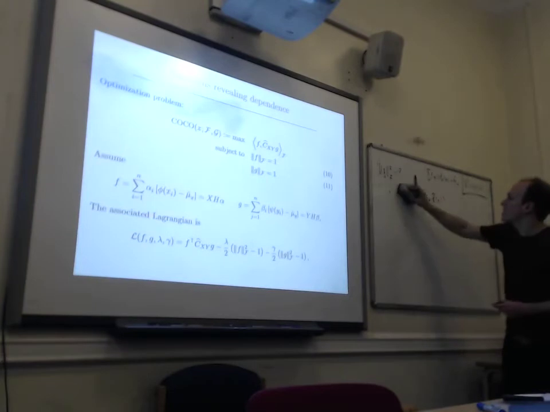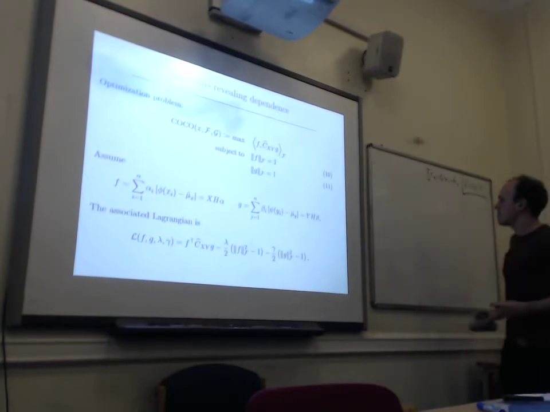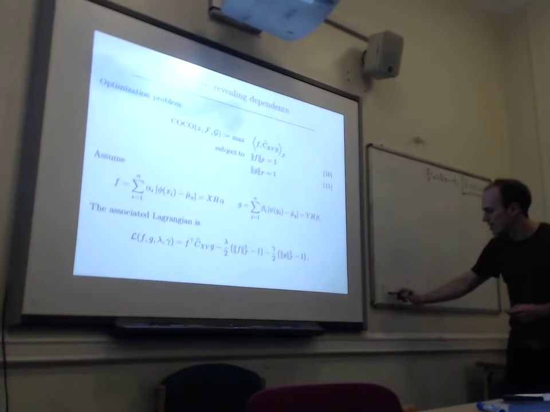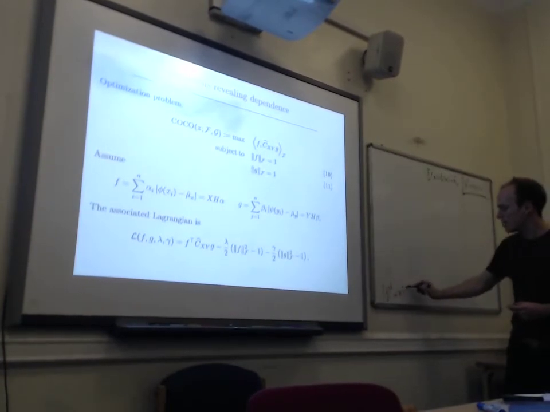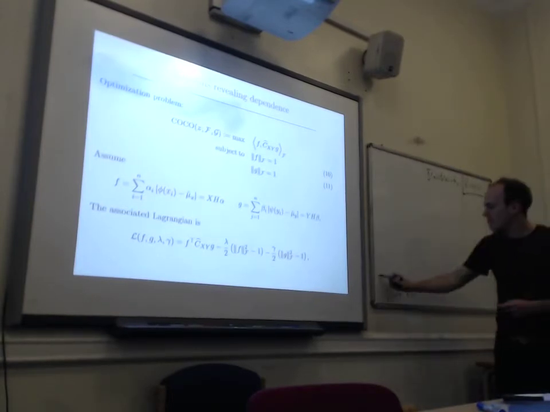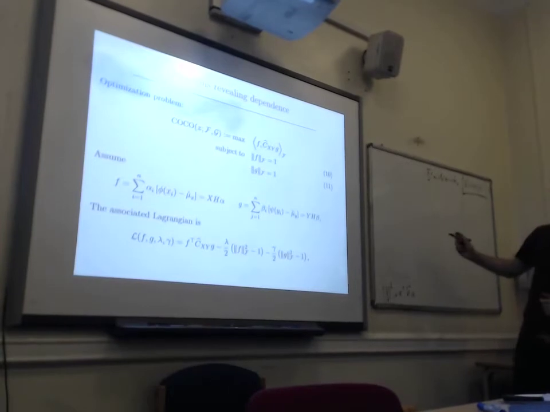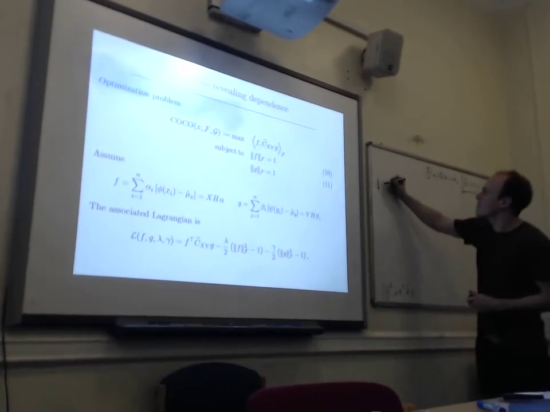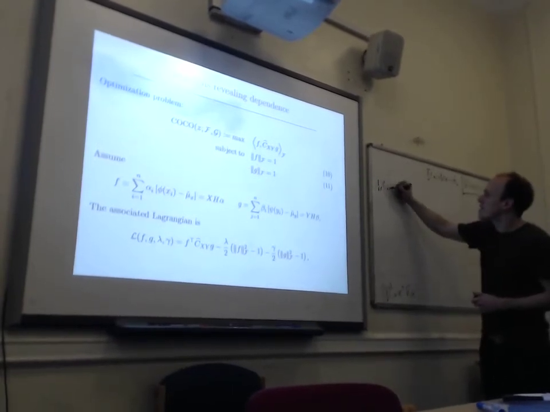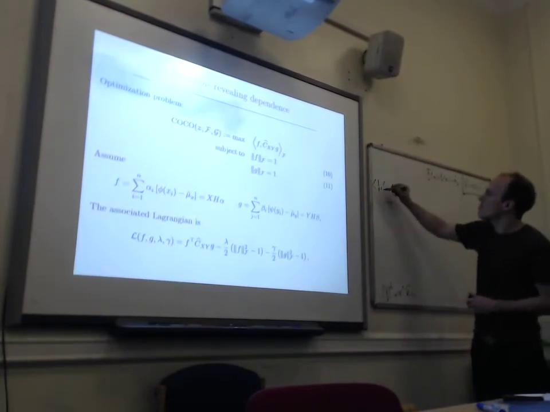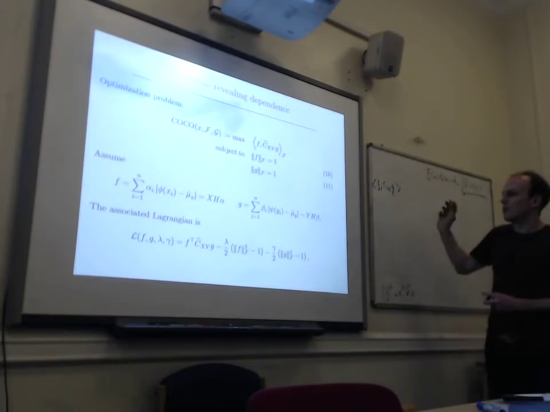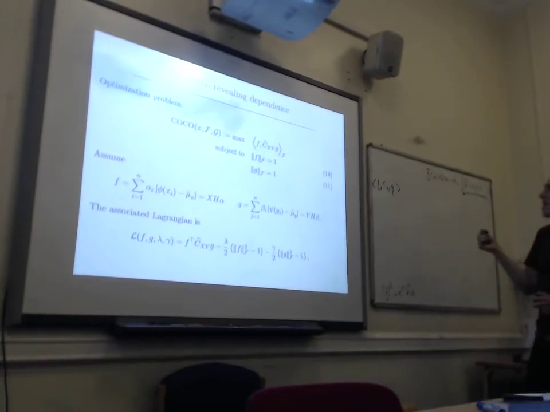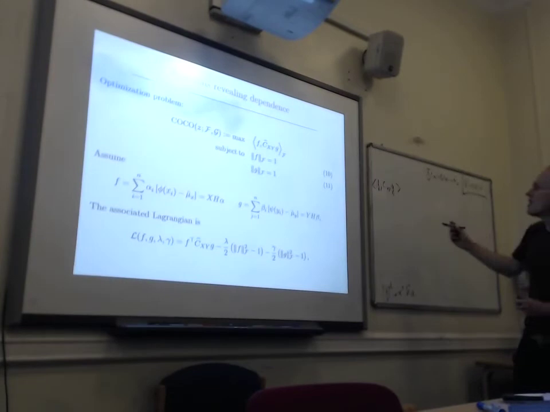So the next thing that I need, let's just write that down here. The norm of f squared is equal to alpha transpose k tilde alpha. Now, what is f times C_xy g? I'm going to use a shortcut here.